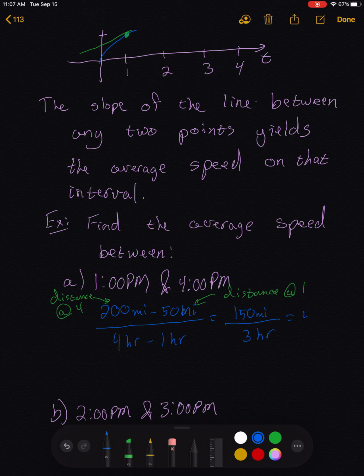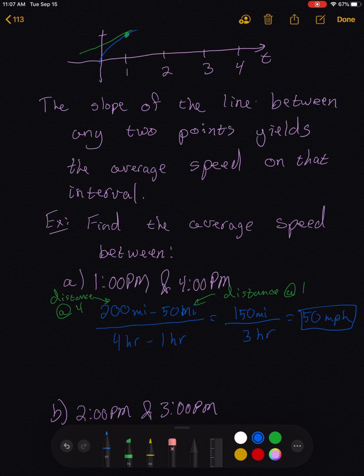And 150 divided by 3 is 50, and this would be in miles per hour. And again, this gives us our average speed. Now, notice that was f of 4 and f of 1. F of 4 was 200, f of 1 was 50.